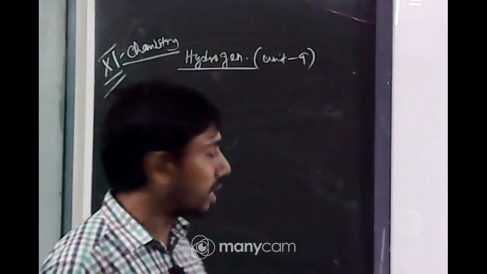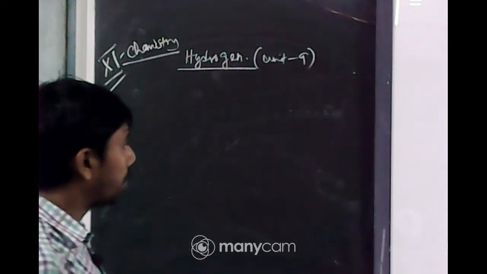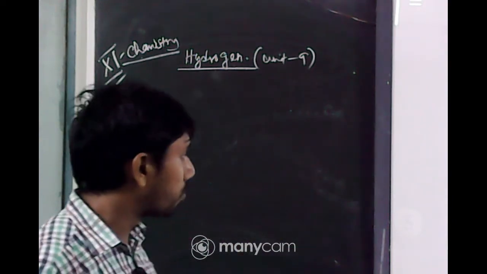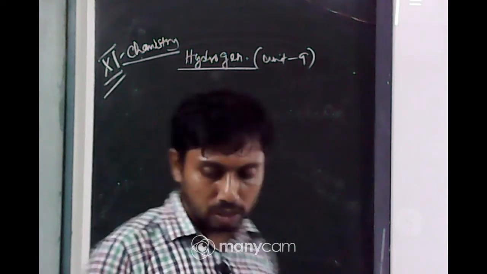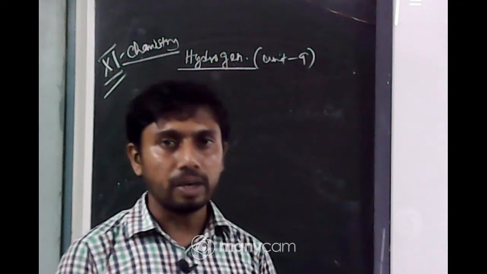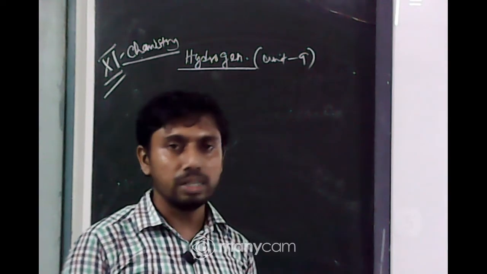Now, have I discussed the chemical properties of hydrogen? Chemical properties, can you tell me? Chemical properties were also discussed. Now in chemical properties, what is the reducing property of hydrogen? That means it is used in metallurgy.